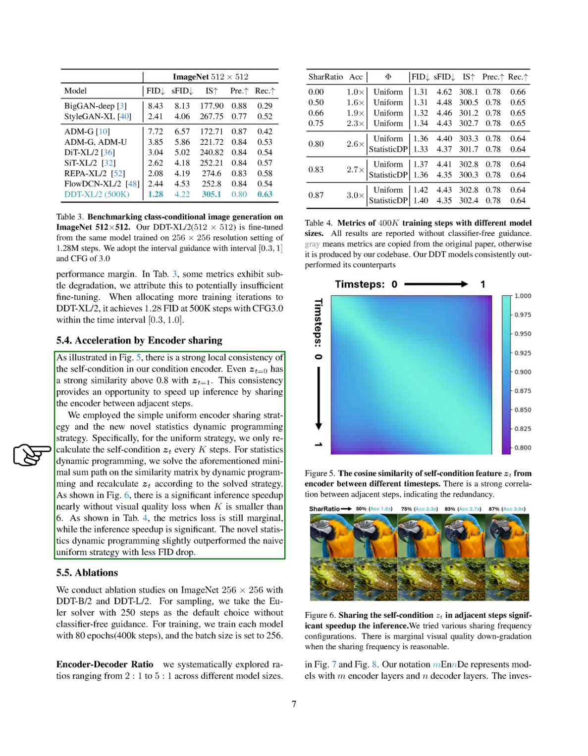We implemented a uniform encoder sharing strategy, recalculating the self-similarity every K steps, and a novel static dynamic programming strategy. Our results show significant inference speedup with minimal visual quality loss when K is less than 6. The metrics loss remains small, while the inference speedup is substantial, with the static dynamic programming slightly outperforming the uniform strategy with less FID drop.